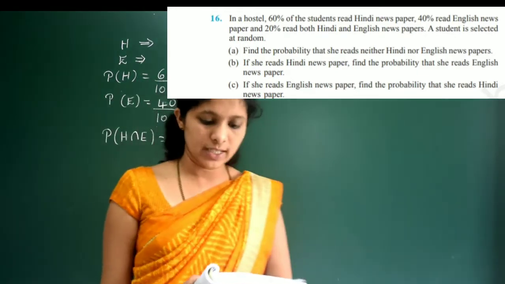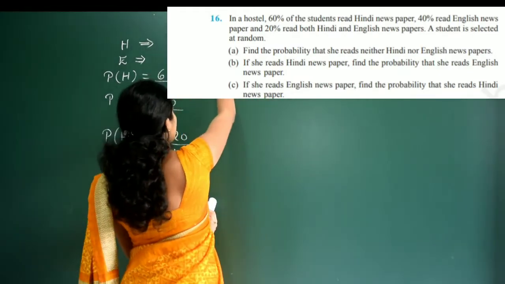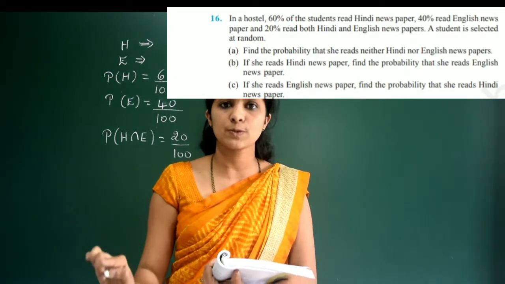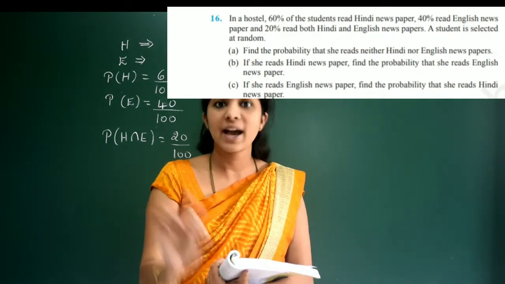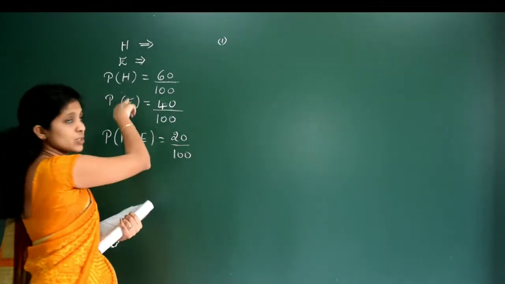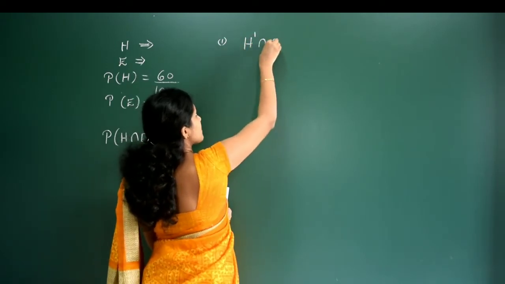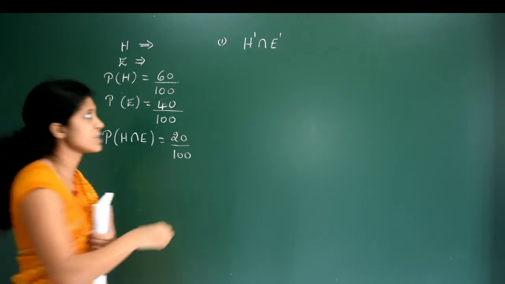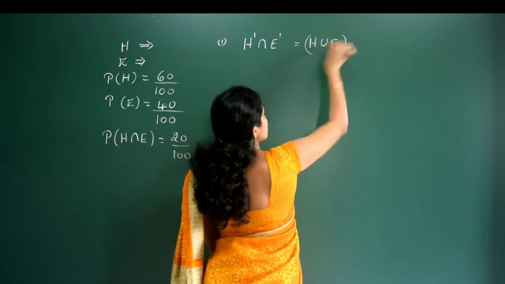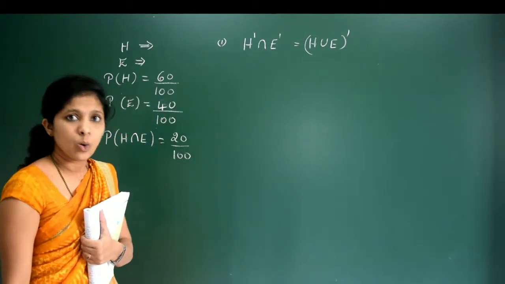Anyway, the question is, a student is selected at random. First question is, find the probability that she reads neither Hindi nor English newspaper. So she is not reading Hindi newspaper as well as English newspaper. What do you have to find? Neither Hindi nor English. So English is also not there, Hindi is also not there. So that means you have to find H dash intersection E dash. Right? This can be written as H union E whole dash.